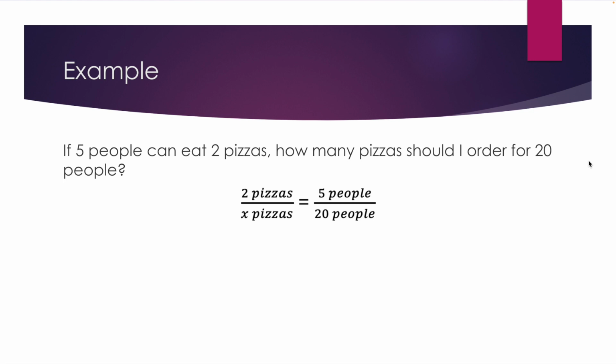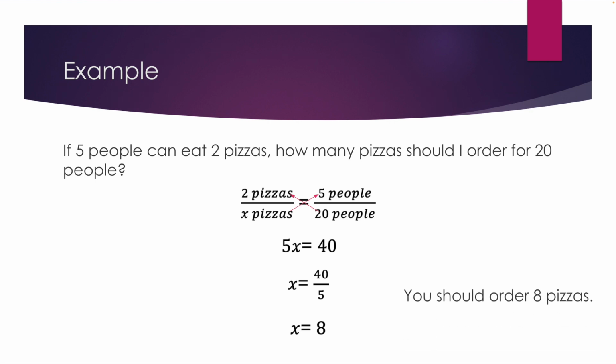Now that I have it properly set up and I've checked for those 2 conditions, I can solve for x. To do that, I'm going to cross multiply, meaning I'm multiplying the 2 and 20 together and the 5 and x together. And I end up with 5x equals 40. Now I need to get the x by itself. And in order to do that, I have to undo or get rid of this multiply 5 I have here. To do that, I'm going to divide each side by 5. So 5x divided by 5 just gets me x. 40 divided by 5 is going to be 8. So therefore, you should order 8 pizzas.